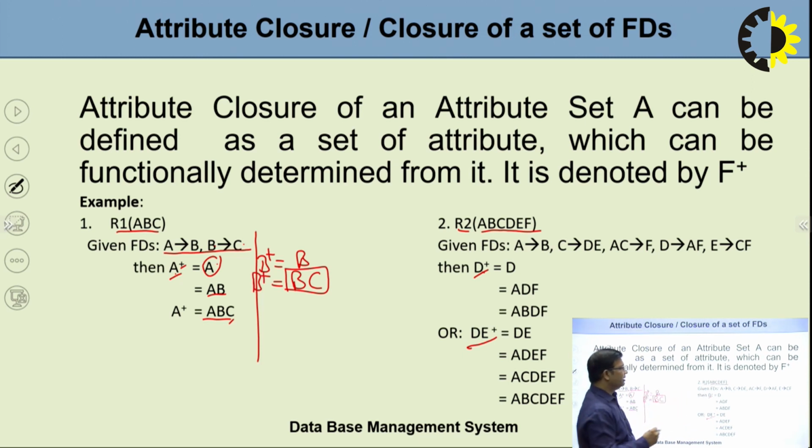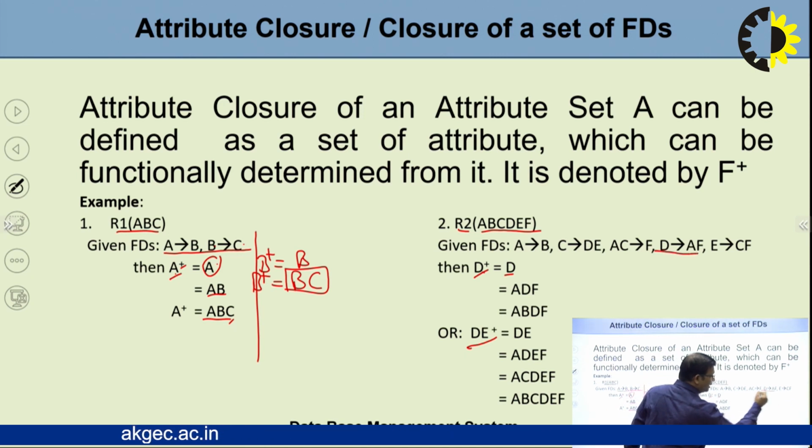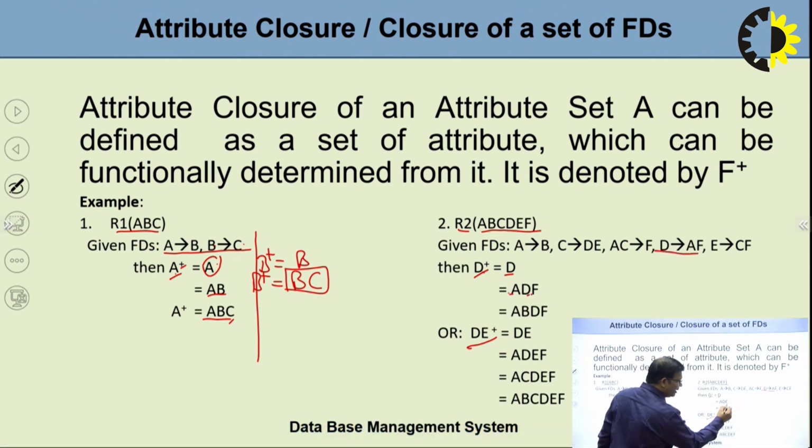Okay. In this, you need to identify the closure of D. So D is written over here. What else? Based on D, AF can be identified. So ADF. Okay. Next, ADF. Now A tends to B. B can be identified on the basis of A. So ABDF. What else? Can we find other attributes? C is not there, so we cannot find DE. E is not there, so we cannot find CF. So okay, this is the final closure.